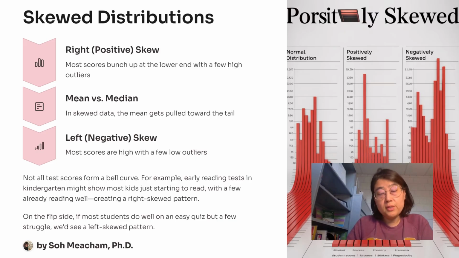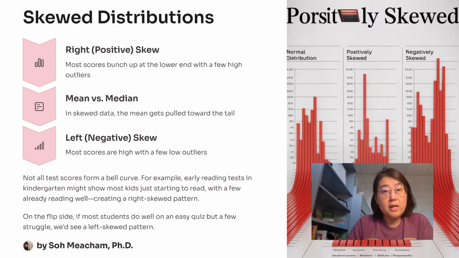Let's talk about skewed distributions. Not all data sets are symmetrical. For example, if we look at reading fluency scores in a kindergarten classroom at the beginning of the school year, we might see that most students are just starting to decode words, while a few come in already reading simple sentences. The scores pile up at the lower end with a few higher outliers. This is a distribution that is skewed to the right, also called positively skewed.